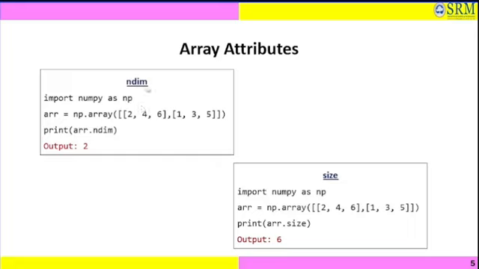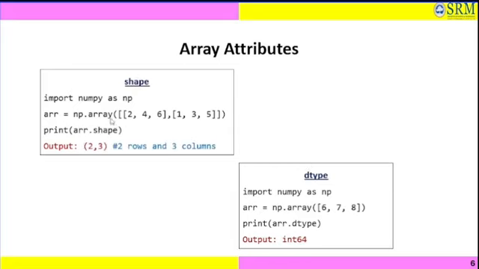This is example for ndim. So this is array with the values. If you are printing arr.ndim, ndim gives the number of dimensions of the array. See here we are having two square brackets. So this is a two-dimensional array. 2 will be the output for this program. Size. So here we are having array with these values. If you are printing arr.size, this will give you the number of elements in the array. So the number of elements in this array is 6.